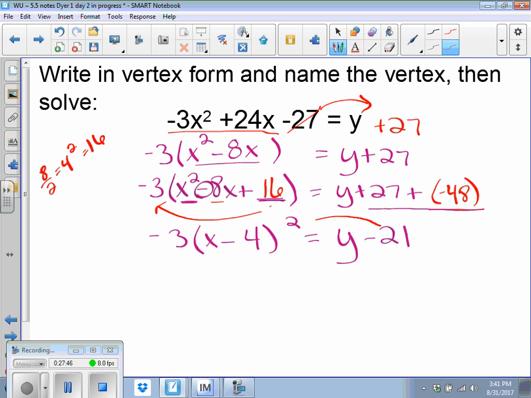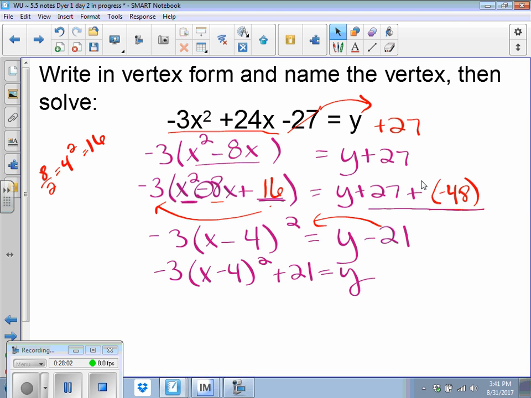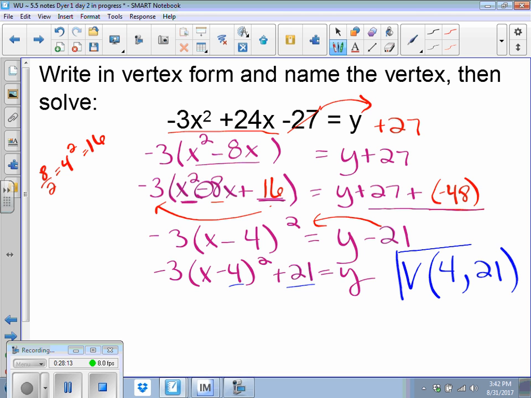Last thing, take the -21, put it where it belongs, so now we're putting the constant back, equals, plus 21 equals y. That is vertex form. The vertex is +4, that's our x coordinate, +21, that's our y coordinate.